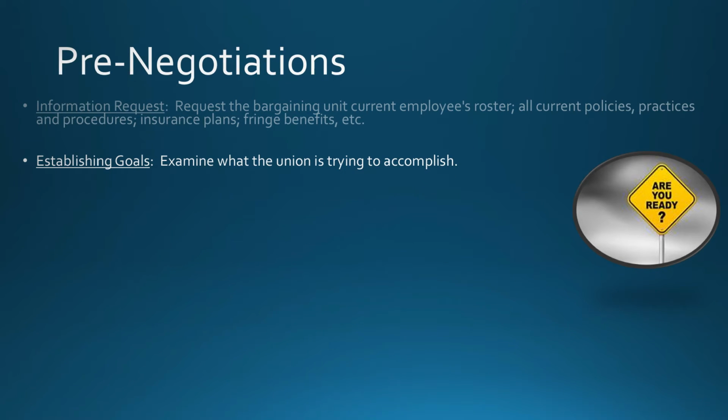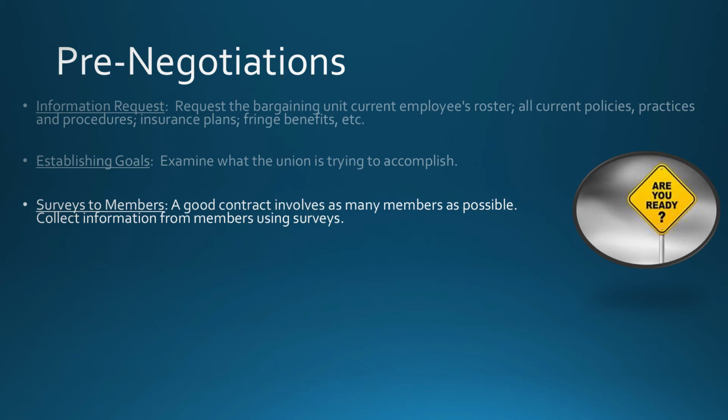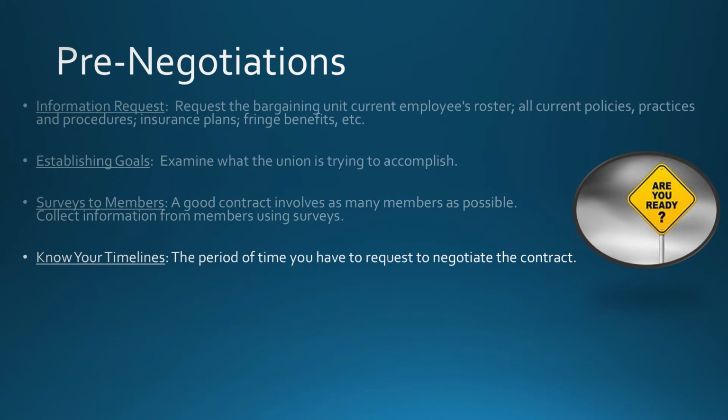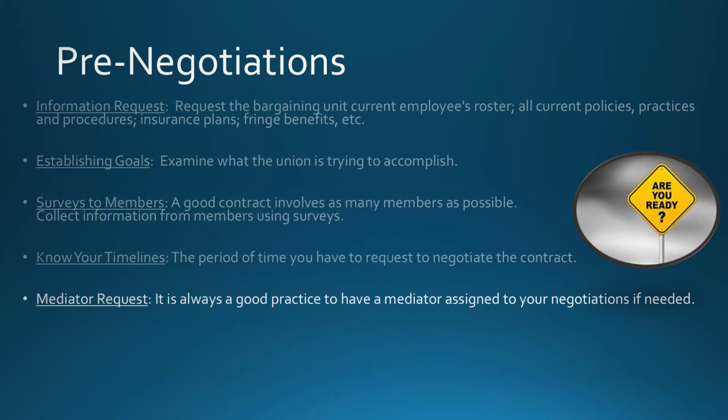Establishing goals. Examine what the union is trying to accomplish for these contract negotiations. Surveys to members. A good contract involves as many members as possible. Collect information from members using surveys. Know your timelines, the period of time that you have to request to negotiate the contract. Mediator request. It is always a good practice to have a mediator assigned to your negotiations if needed.